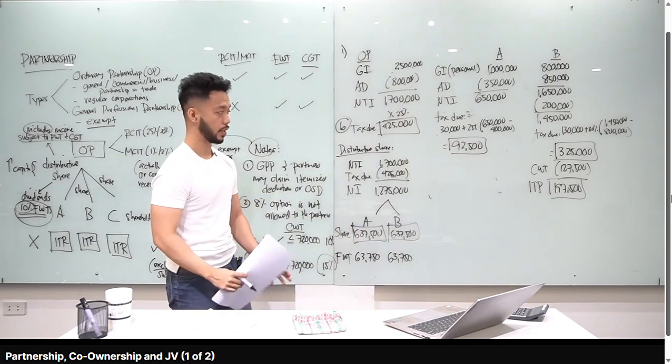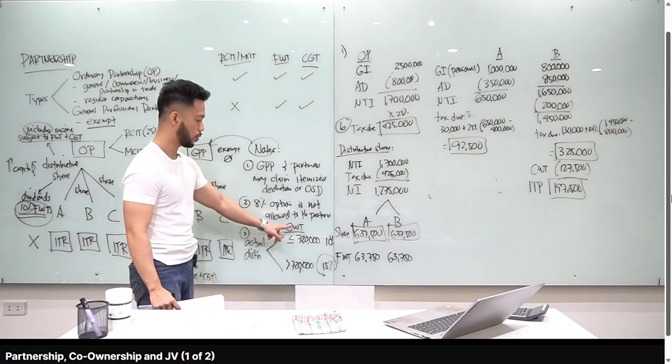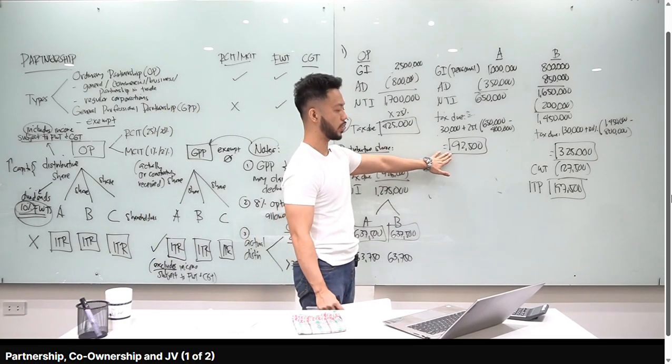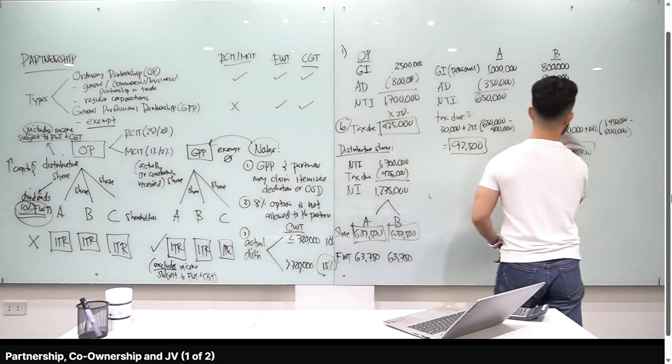Magkamukha lang sila. Bakit, sir? Because kapag ordinary partnership, class, tandaan mo, wala kang CWT. CWT only applies to GPP. Okay, so yun yung sagot natin. Income tax due and income tax payable, 92,500. Let's do the same thing for partner B.